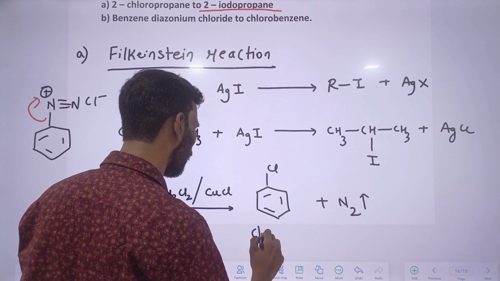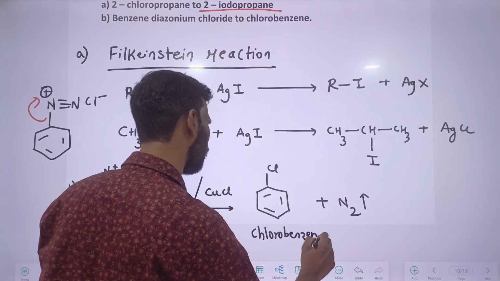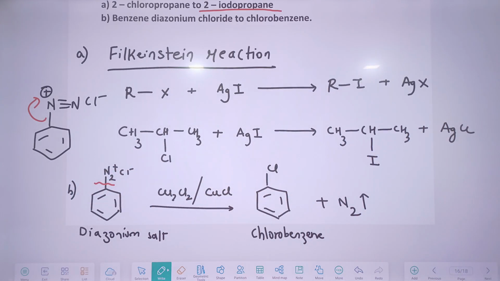Now this is the chlorobenzene. This is the product. And these are the 2 simple reactions that were asked.